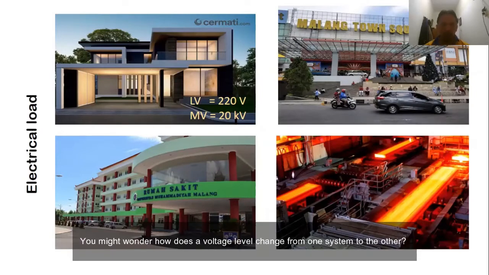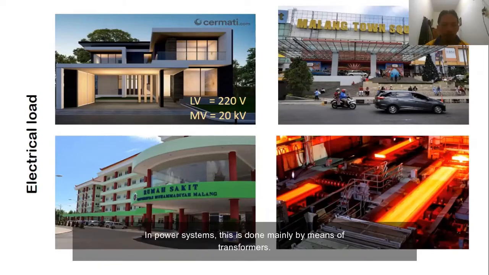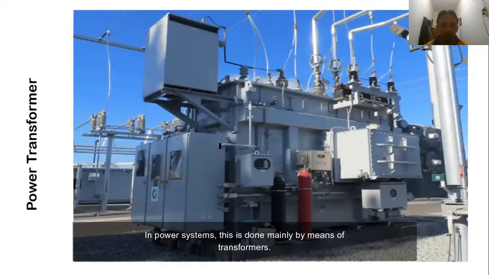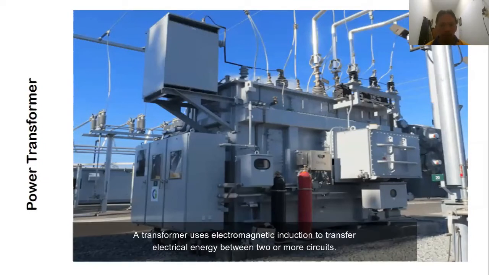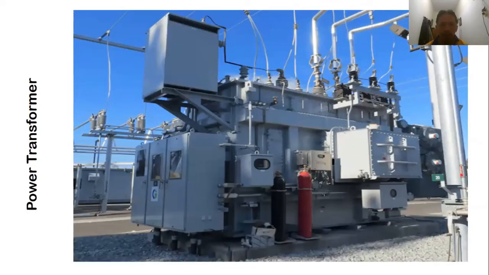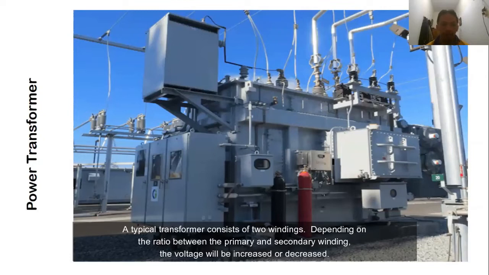You might wonder, how does the voltage level change from one system to the other? In a power system, this is done mainly by means of a transformer. A transformer uses electromagnetic induction to transfer electrical energy between two or more circuits. A typical transformer consists of two windings, and depending on the ratio between the primary and secondary winding, the voltage will be increased or decreased.